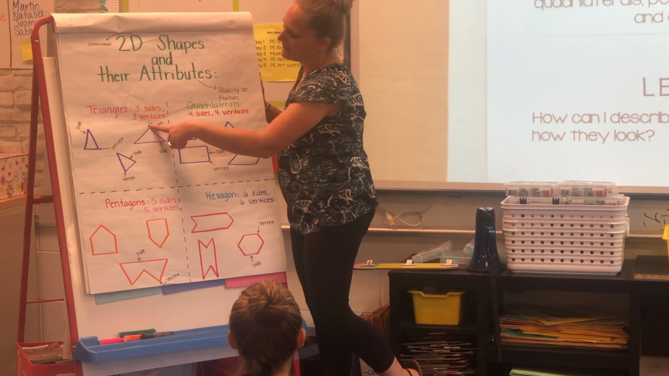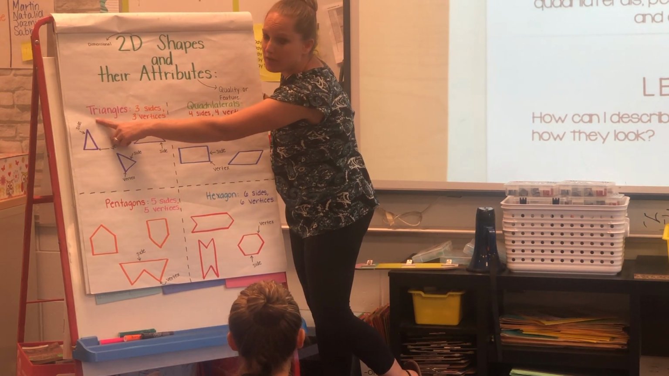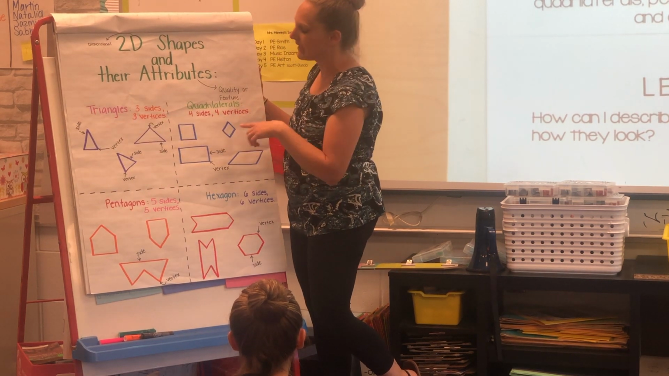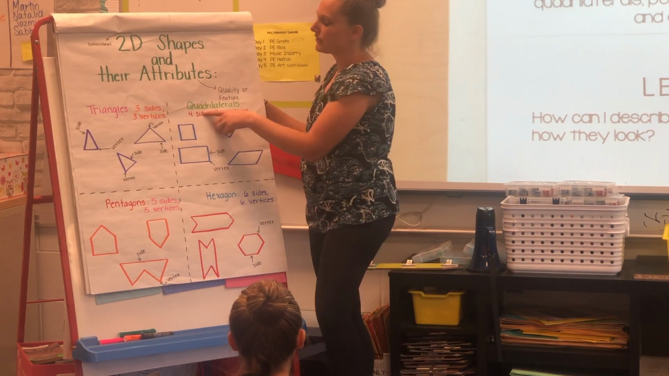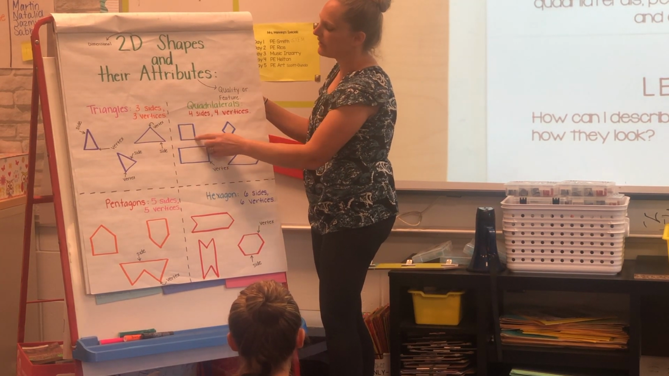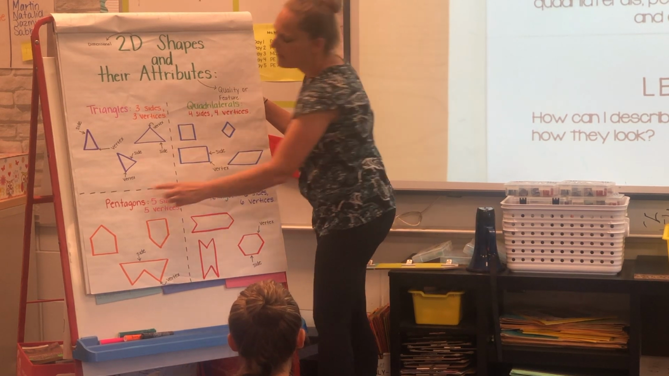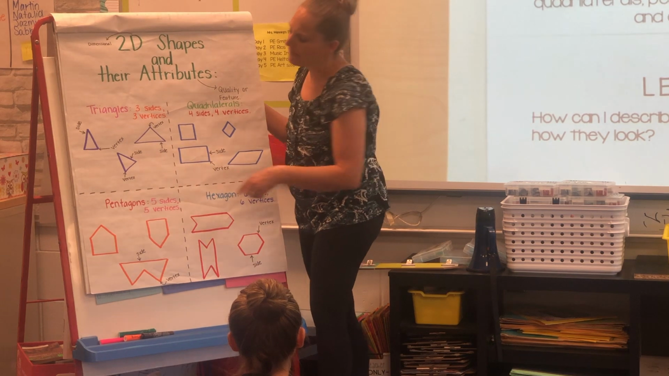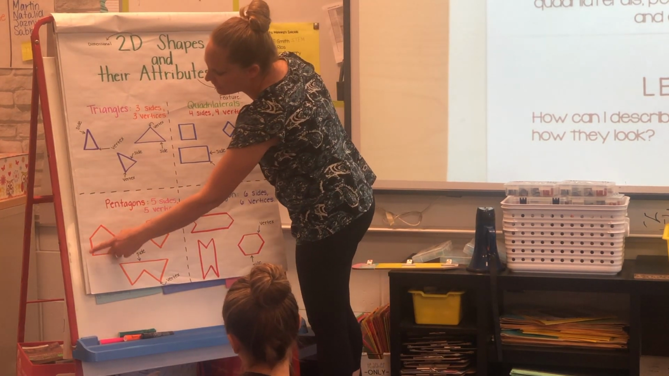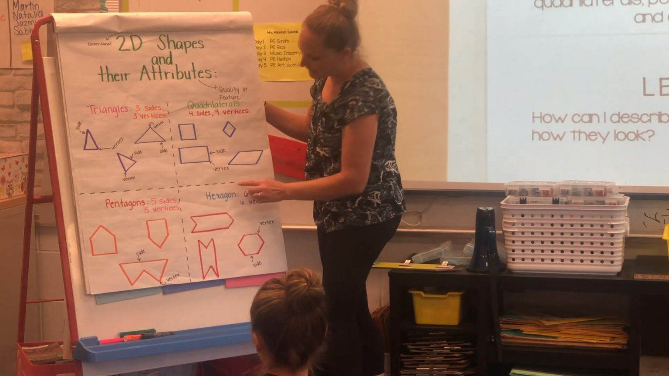Ready? 1, 2, 3. So tri, which is your root word, means 3. Tri means 3, 3 sides. We're going to move over to quadrilaterals. Quad means 4. 4 sides, 4 vertices. 1, 2, 3, 4. Penta means 5. 5 sides, 5 vertices. 1, 2, 3, 4, 5.